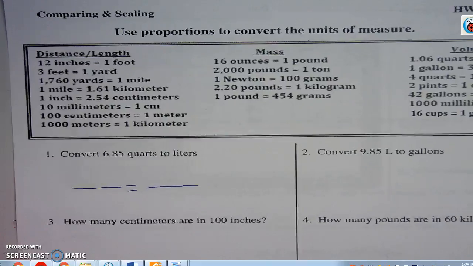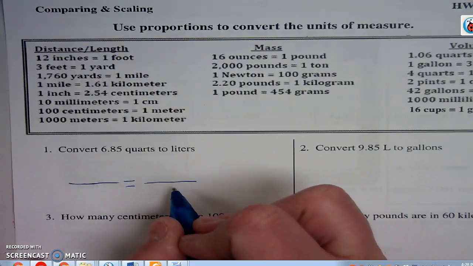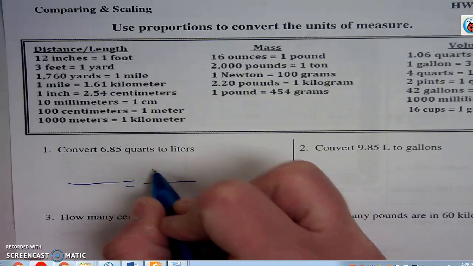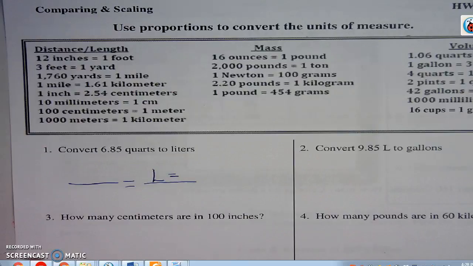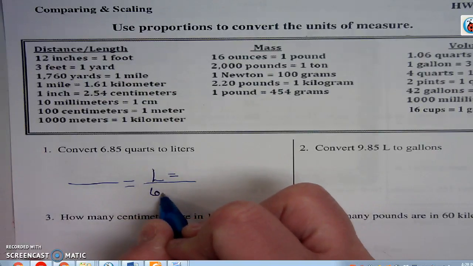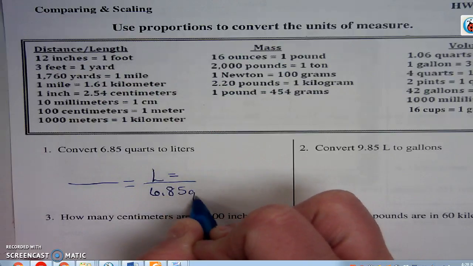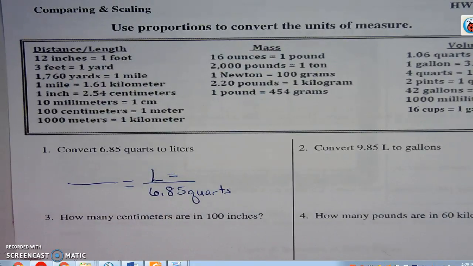I'm going to start by figuring out what I want to know. What I want to know is how many liters. So I'm looking for the number of liters. How many liters equal 6.85 quarts? So I can set it up like that.